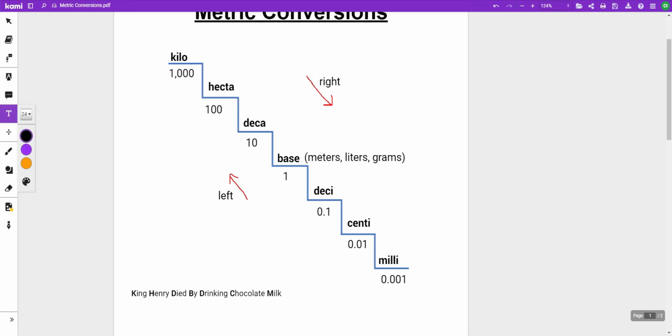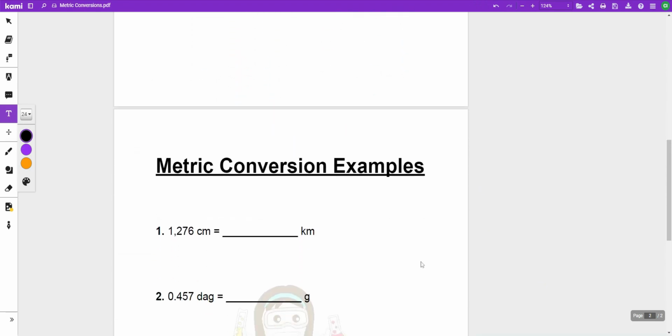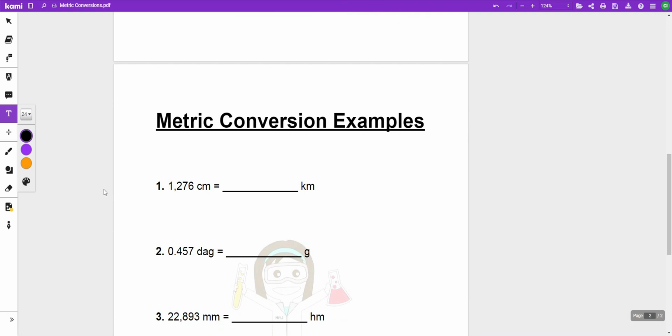So let's look at a few examples. Our first example, you've got 1,276 centimeters, and you're going to look at this very first letter here. So that's centi. We're going from centi to K, which is kilo.